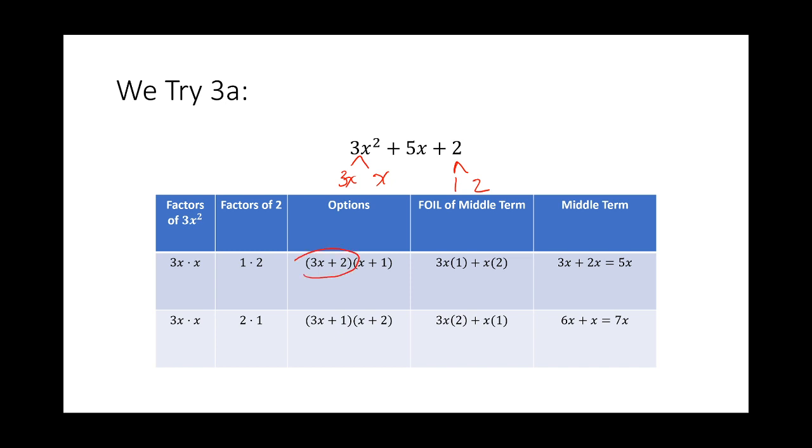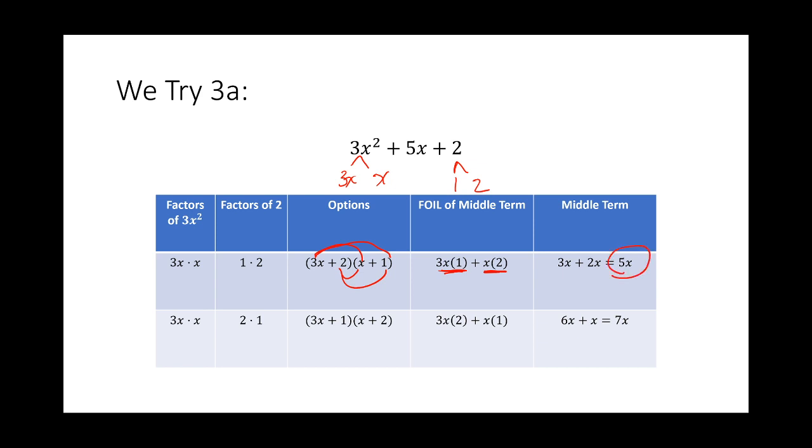I could multiply the 3x times 2 when I FOIL, right? I would do 3x times x is 3x squared, 3x times 1, 2x, 2 times x, and 2 times 1. We want to focus on the middle term because the ends, of course, will be the same either way, but that middle term will change. I want to make sure to get a 5x at the end.